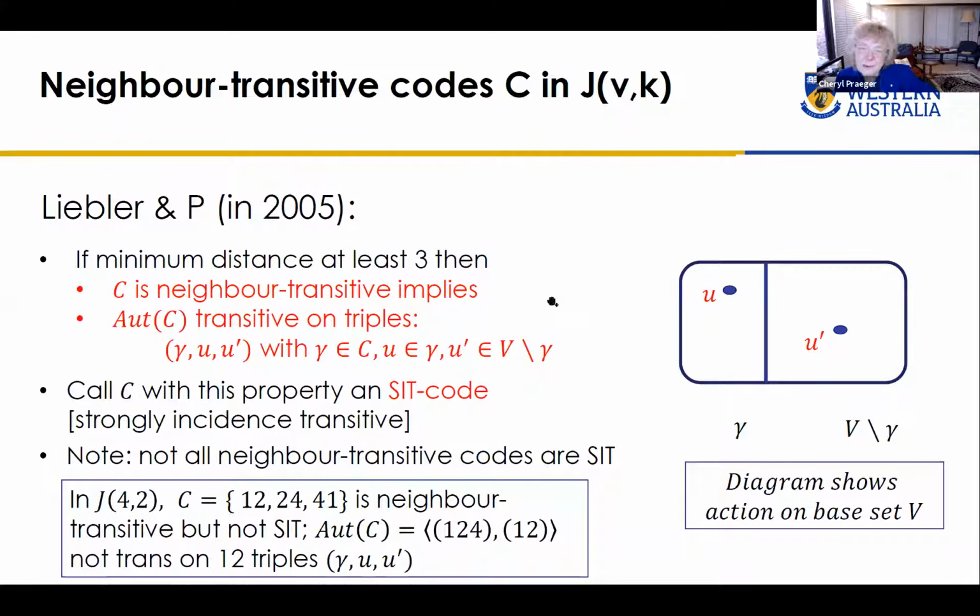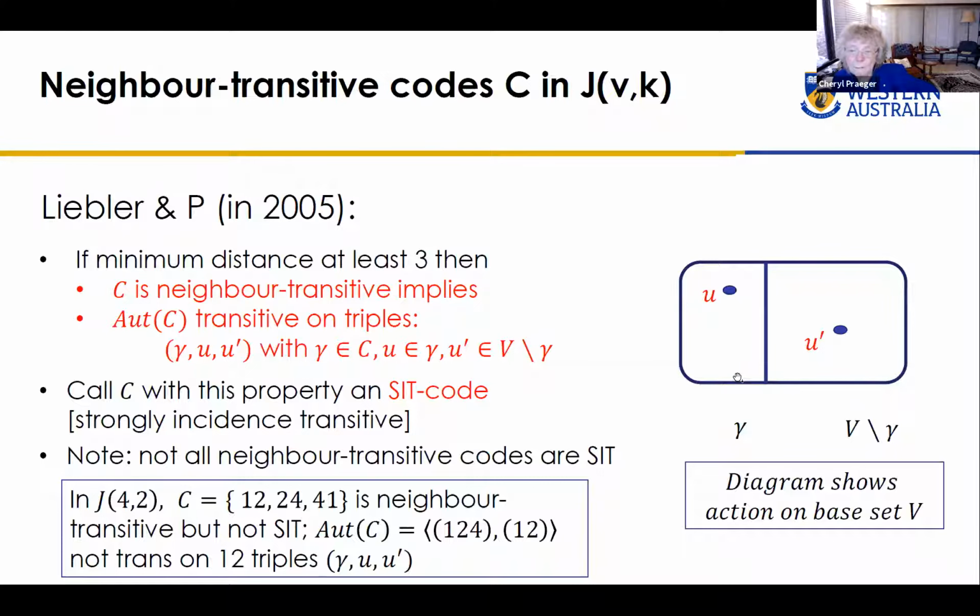Now, another thing which kind of surprised us was that if we have the minimum distance at least 3 inside of a neighbor transitive code, then we get something more than we just defined. We get a special transitivity condition that I'm going to be referring to quite a lot. And so I've drawn a picture of it over here on the right-hand side of this slide. Now, this is a picture of the base set V. And so a code word gamma is a subset of size K of V. And then we've got the V minus K points in the complement over here.